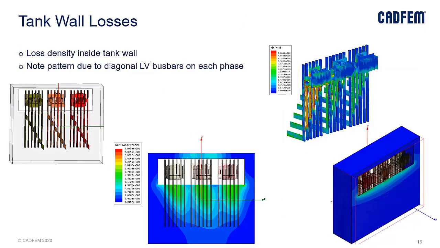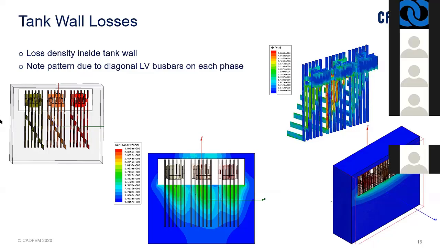So apart from the stray load losses, we can also compute the tank wall losses, which are basically due to the bus bars. You can clearly see the loss density inside the tank wall because of these bus bars, and the losses vary in a diagonal form, because the density varies completely in the diagonal form in these LV bus bars. You can see how the bus bars are accumulated in the diagonal form, and this helps us compute the tank wall losses also.